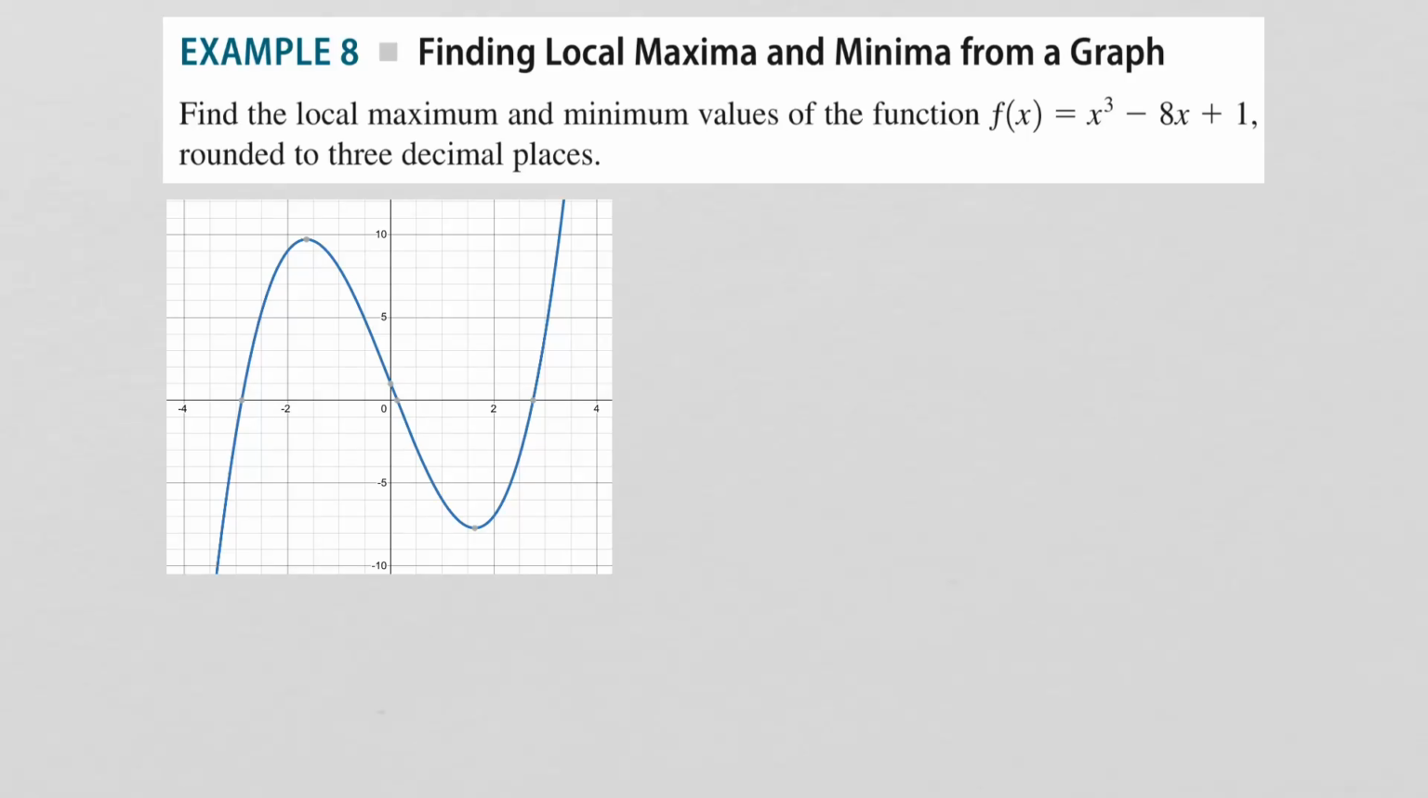So for this particular problem, find the local maximum and minimum values of the function f of x equals x cubed minus 8x plus 1, and we're going to round that to 3 decimal places. Okay, so I've taken the liberty to graph this function. This function is not easy to graph, so I did it on a graphing calculator. And we can see that we have a local maximum right here. Okay, so I'm going to say max, and we have a local minimum right here.